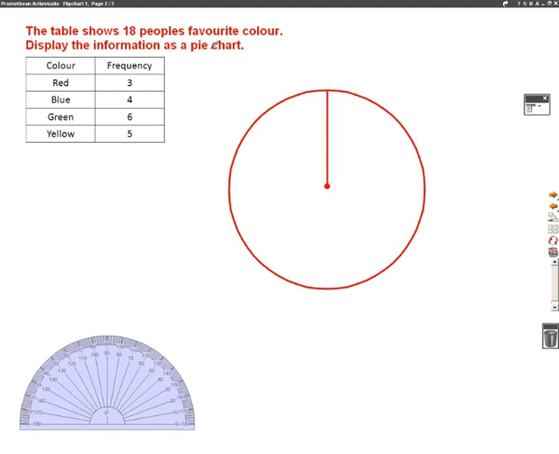So we have our table here, and our favourite colours are red, and there's 3 people that like that. Blue, and there's 4 people that like that. Green, and there's 6 people that like that. And yellow, and there were 5 people who chose that.